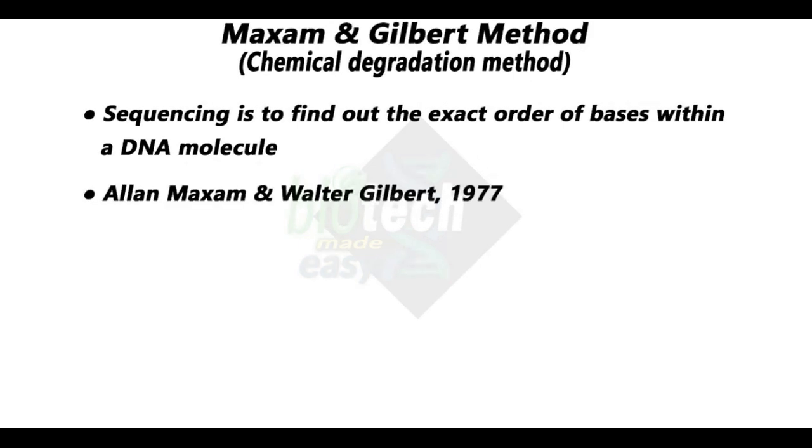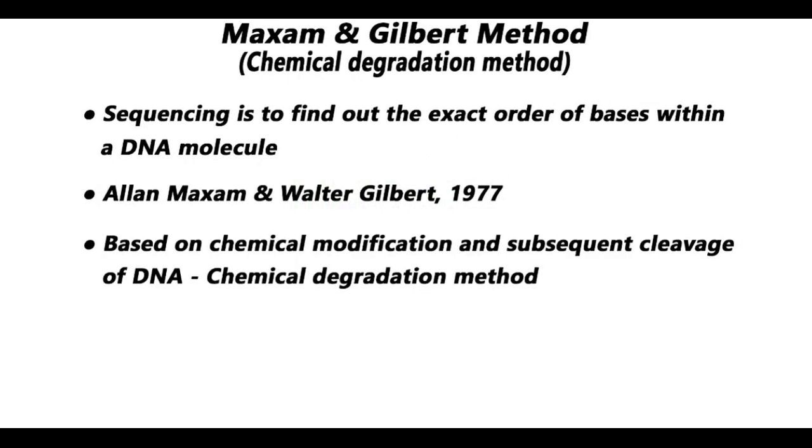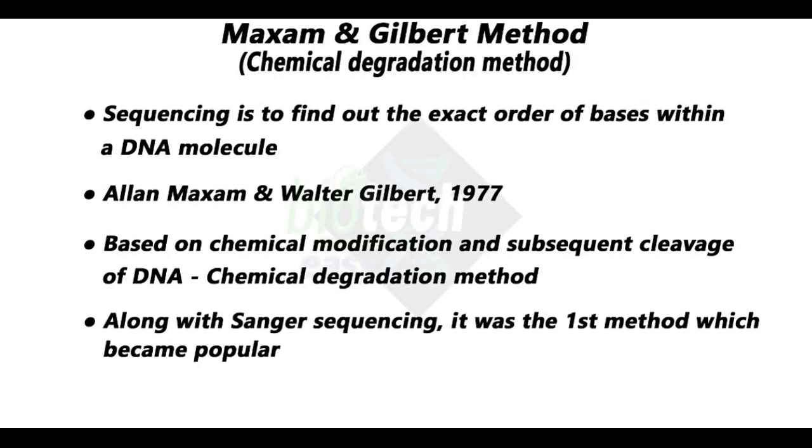Alan Maxam and Walter Gilbert gave this technique in 1977, which is commonly known as the Maxam and Gilbert method of sequencing. This method is also known as the chemical degradation method, because it is based on chemical modification and then subsequent cleavage of DNA. That's why it is known as chemical degradation. In this method, certain chemicals or combinations of chemicals are used, and that actually determines the bases. Along with the Sanger sequencing, it was the first method which became popular.